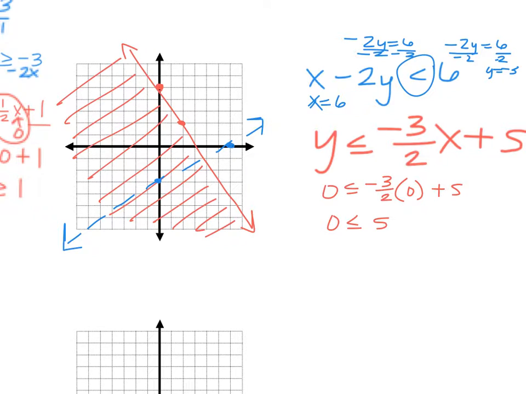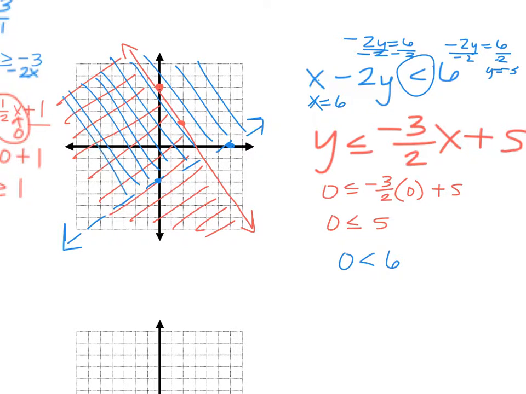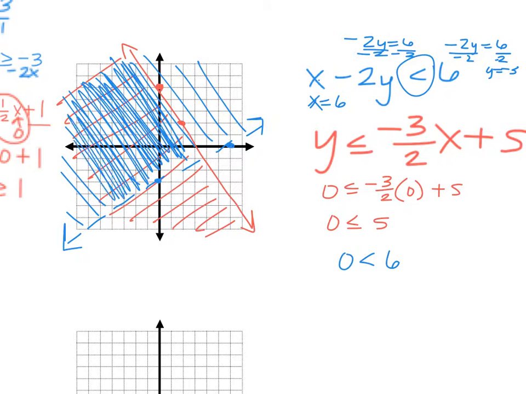Okay, plug in 0, 0. 0 minus 0 is less than 6. Is 0 less than 6? True. Yes, so you're going to shade on the 0, 0 side. Okay, see why we go different directions? Your checkerboard is your answer. So wherever you see checkerboard, you're going to shade in darker.